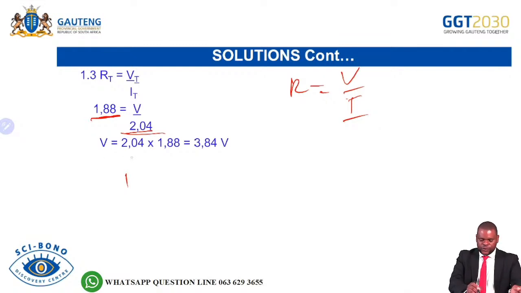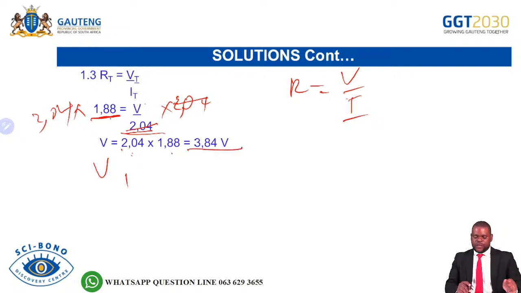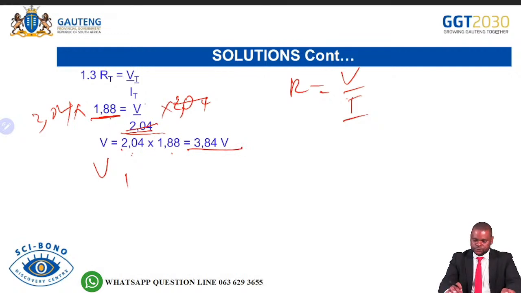Then we say now V is equal to... how do we get to this? We multiplied here by 2.04 and here 2.04. This cancels this, and then we are left with V on this side, and 2.04 multiplied by 1.8, which gives us this. Are we together? Yes.